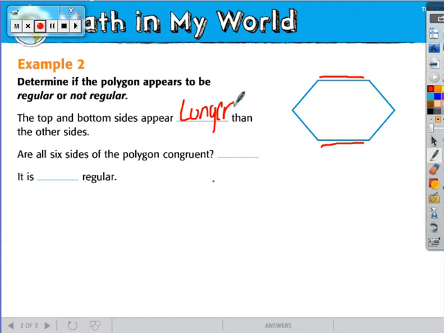Now, are all 6 sides of the polygon congruent? No. Because congruent means equal, right? So no, they are not congruent because they are not equal. We just said that two of them are longer. So, is it a regular polygon or a not regular polygon? Not regular.